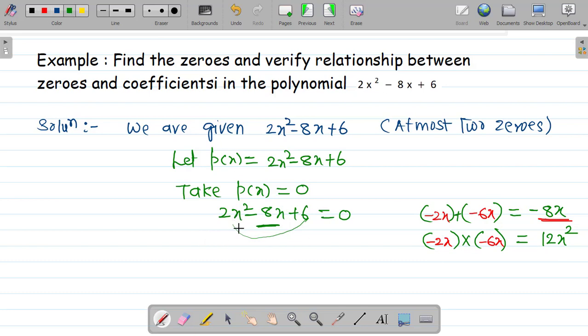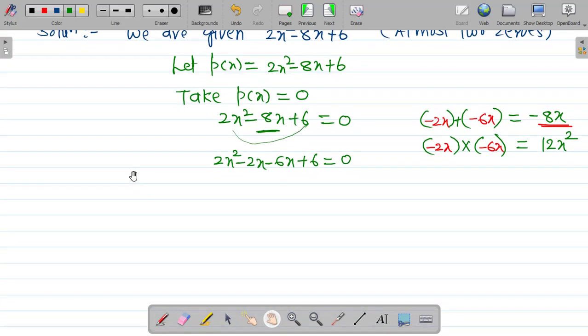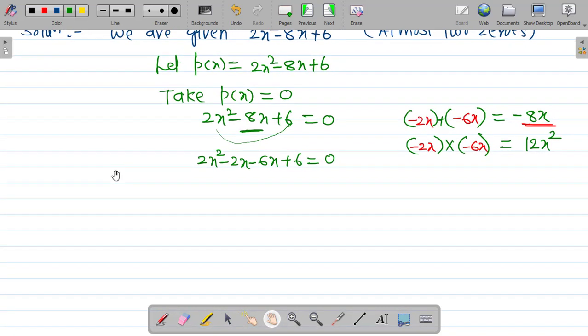So now this can be written as 2x square, and instead of minus 8x we split it as minus 2x and minus 6x, and plus 6 as it is, equal to 0. Now there are 4 terms. From the first 2 terms and from the last 2 terms, is there something common?